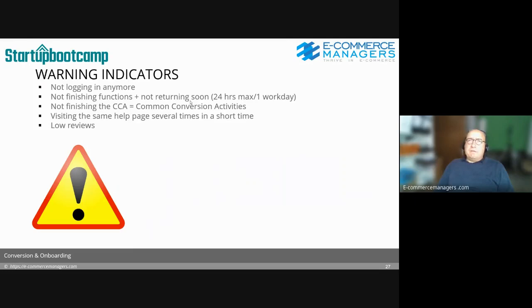So if they were, for example, in the process of setting up the Google Analytics account with that web shop, and they clicked around, viewed some help articles, opened the screen, and already filled in their code, but then they left and didn't come back, say within one working day, because they can have gotten disturbed. But if they don't come back, well, that's really a moment to reach out: hey, they didn't finish a critical activity. What's up? Same with other common conversion activities. So they did start it, but they did not finish it.